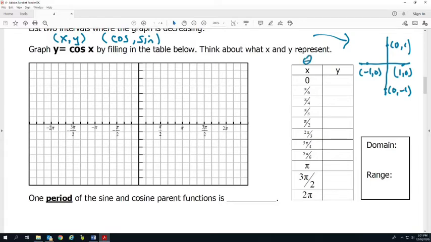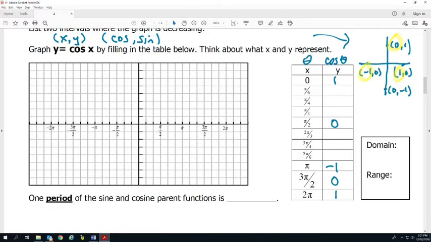So when theta is 0, the cosine of theta is going to be 1. At pi over 2, the cosine will be 0. Just looking again at these x values right here. At pi, my x value is -1. And at 3 pi over 2, my x value is 0. And at 2 pi, it's 1 again. So again, those are the important ones.